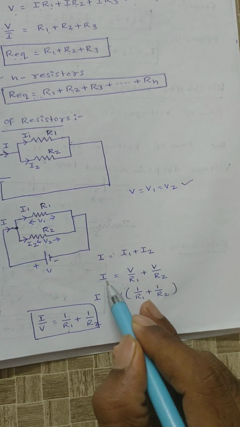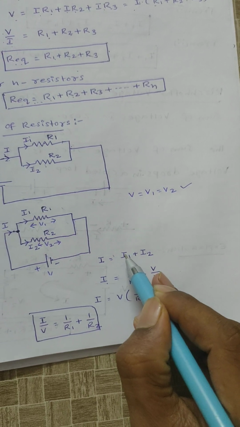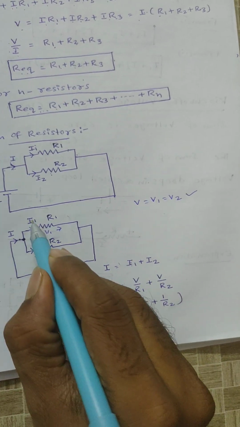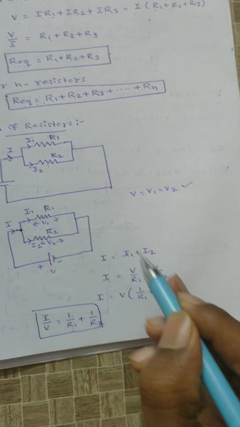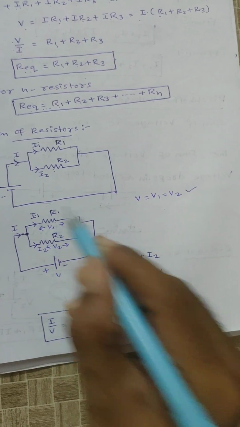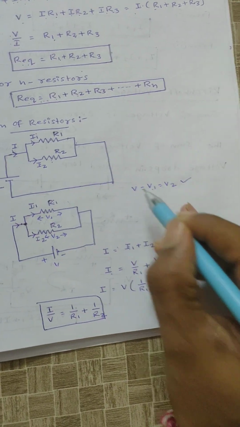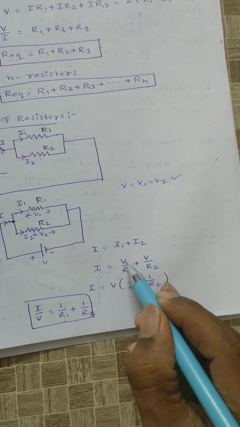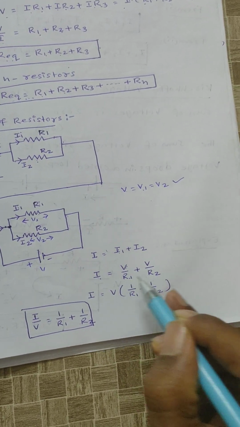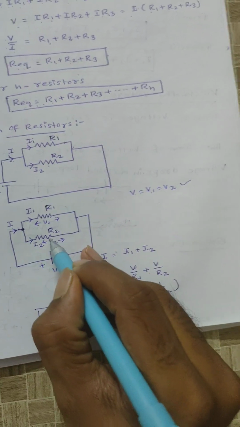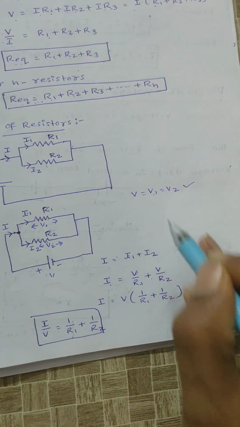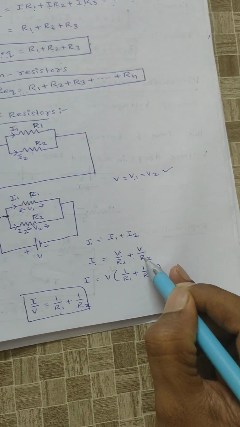From Ohm's law we know that I equals V by R, right? That means I1 is equal to the voltage across the first resistor, V1 by R1, but we already know that V1 is equal to V, so I can substitute V only. I will get V by R1. Similarly, I2 equals V2 by R2, again V2 is equal to V, then I will get V by R2.